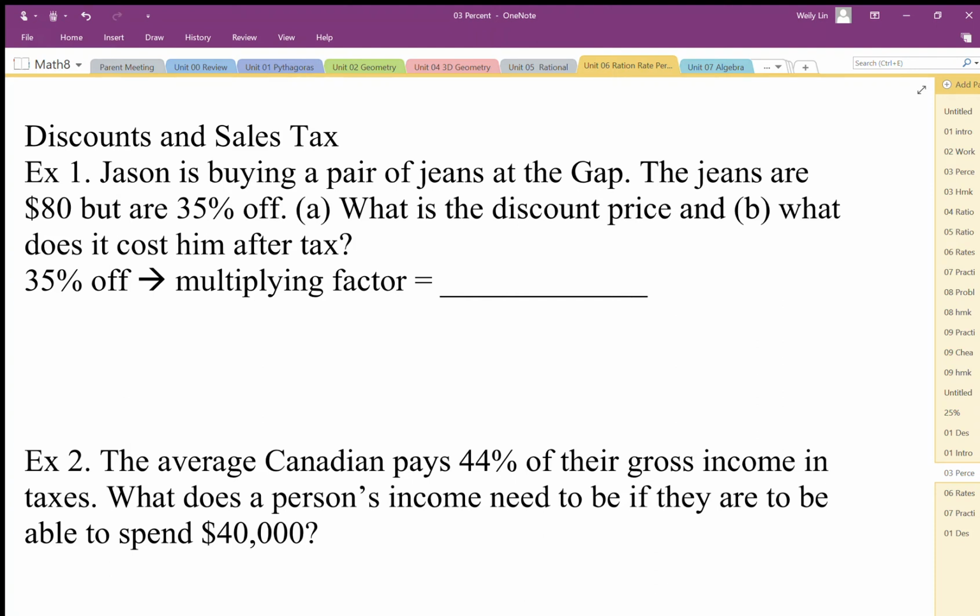Jason's buying a pair of jeans at the Gap. The jeans are $80 but are 35% off. What's the discounted price? What's the cost after tax?